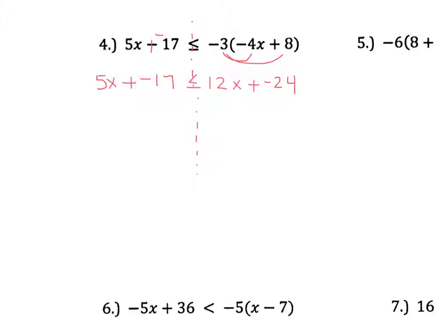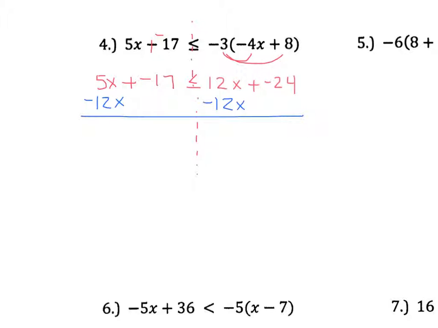Now in this problem, you have x terms on the left-hand side and on the right-hand side, and that gave some of you some trouble in the previous unit. Take care of that right away. We don't want x's on opposite sides. We eventually want all the x's here on the left, so let's move this 12x. To move 12x, subtract 12x. And do that on both sides of the inequality. So we're trying to get all the x's on one side.